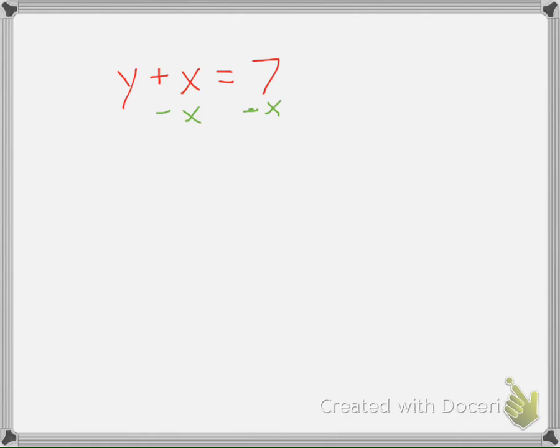If x is 3, what's 3 minus 3? Zero. What if x is 2? What's 2 minus 2? What if x is 123? What's 123 minus 123? So it really doesn't matter what x is. If I take x and I subtract x from it, it cancels out, right? So I get y equals 7 minus x.